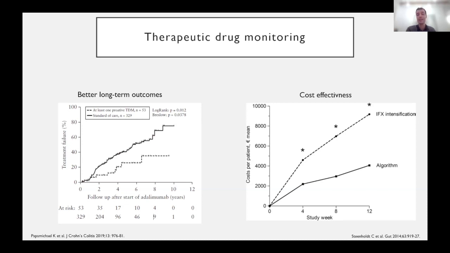Dose intensification for infliximab was more cost effective when a TDM-based algorithm was used, bearing in mind both the concentrations and the potential presence of anti-drug antibodies. Doing treatment intensification based on this algorithm rather than just increasing it blindly was cost effective. Of course, TDM is no silver bullet.